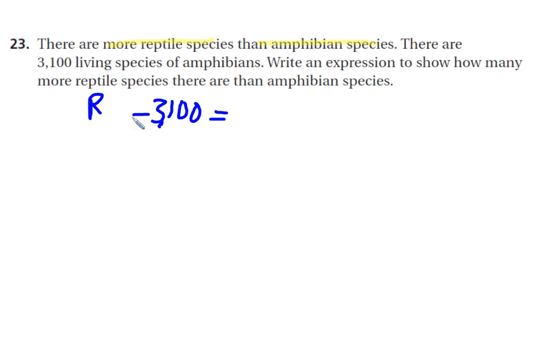So if there were, let's just say I had 5 reptiles as pets and 2 amphibians, how many more reptiles do I have as pets? It would be 5 minus 2 equals 3. I have 3 more reptiles as pets than amphibians. Same kind of principle. So you should have something minus 3,100 for 23.